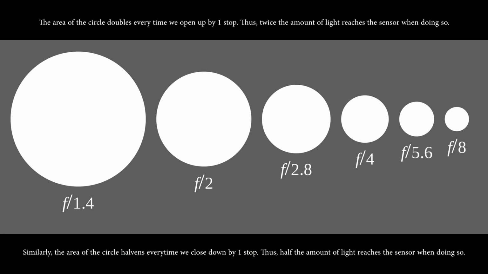First, we must understand that there is a doubling or halving of the amount of light measured in lux or foot candle every time you open up or close down your lens by a stop. The same goes for dimming your light up or down by a stop.